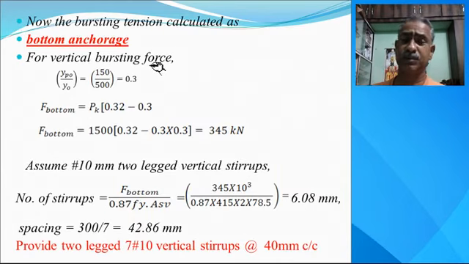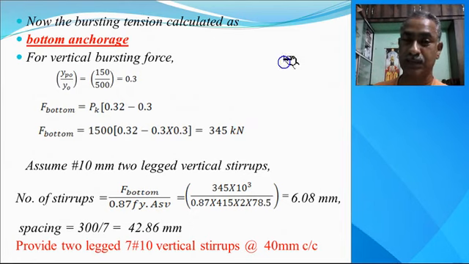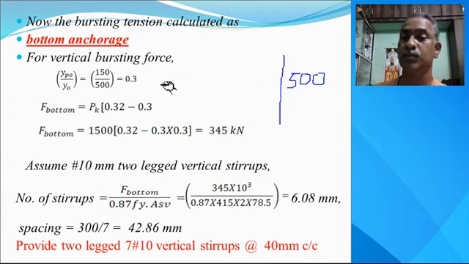For bursting force, we can find two forces: one vertical and the second horizontal. First, for the vertical bursting force, we have considered YPO equal to 150, because the size of the plate is square, 150 by 150, which is related with the plate. YO is equal to 500, because this is vertical, so we have considered the total depth, 500. So 2YPO divided by 2YO is equal to 150 divided by 500, which is 0.3.